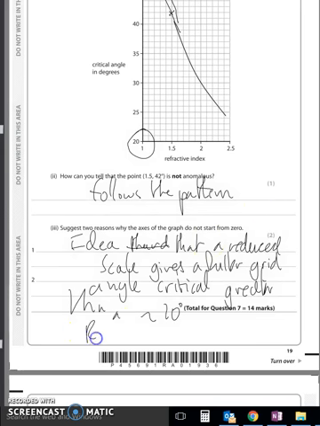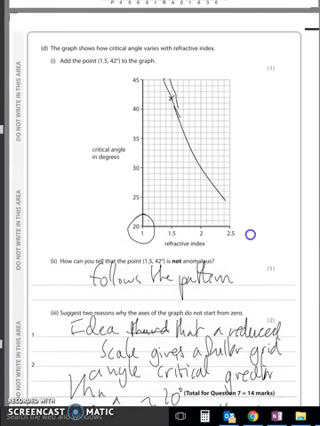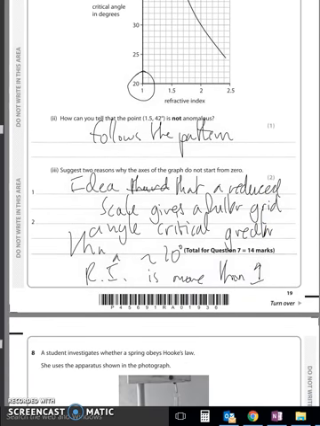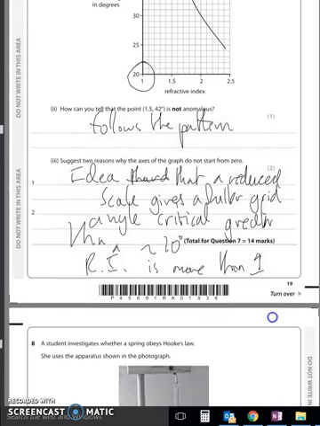So we could put that in here. Refractive index is more than 1. It's always going to be more than 1 because air is the one with 1. That would be the refractive index for air, so anything above that would just be more than 1.